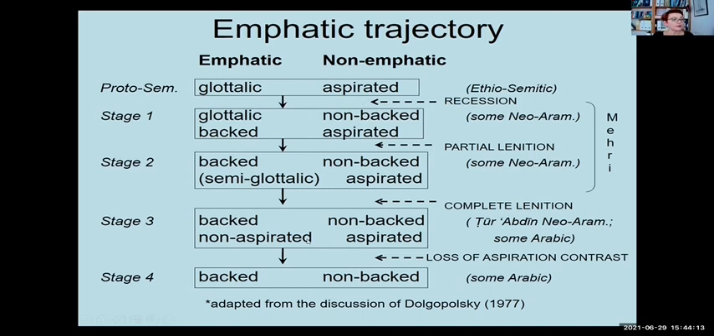And what we see is that some Arabic dialects, the triadic dialects, are at stage 3 of the trajectory, whereas the dyadic dialects are at stage 4, the end point of this trajectory. What's very interesting is the research emerging on modern South Arabian languages and how we can view them in terms of this type of historical development. So I'll wrap it up there, Janet. Thank you.